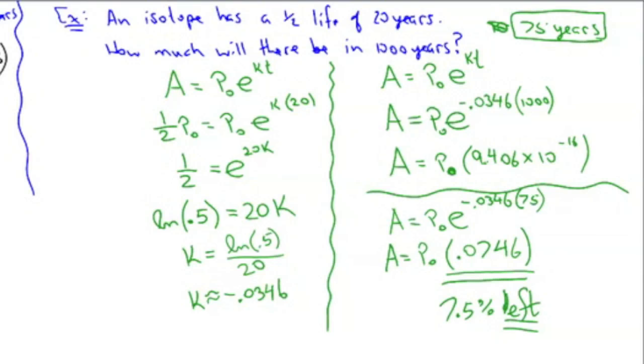Because e to the 0 is equal to 1. What if you want to know specifically, like, I want 0.25, I want 25% left.